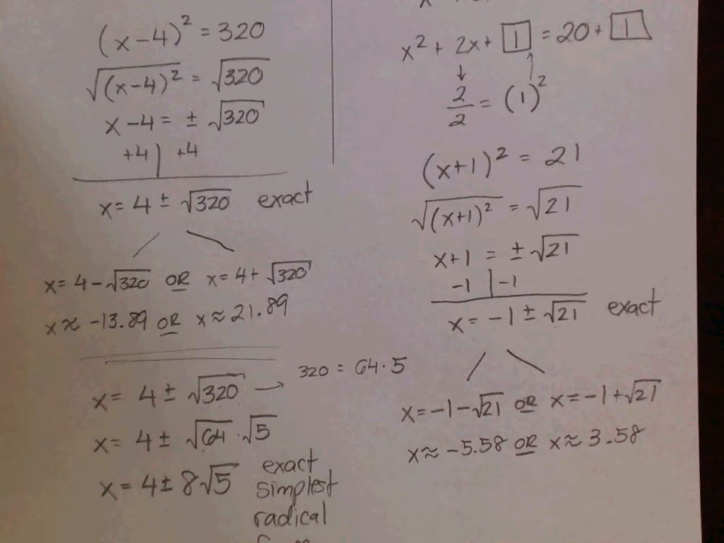So we've now solved them by factoring, we have solved by graphing, we have solved using square roots, and we have solved by completing the square. So we have had 4 methods of solving.